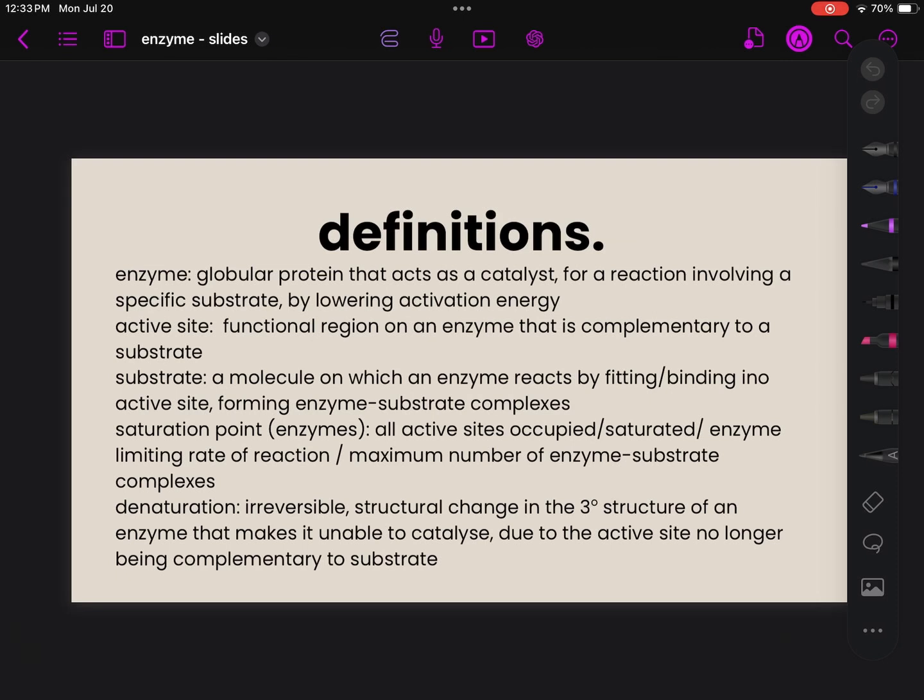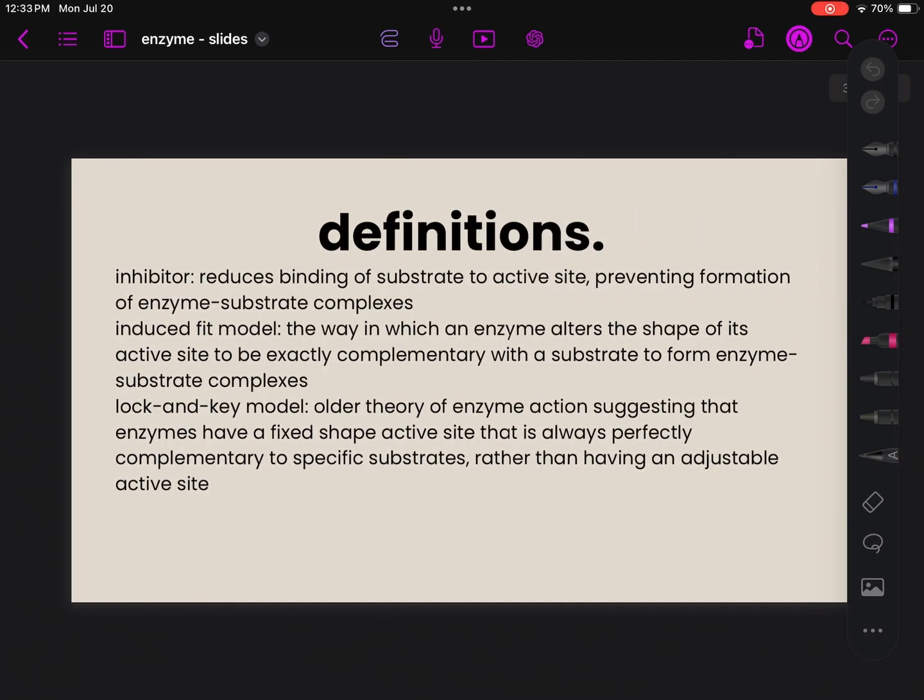Denaturation is the irreversible structural change in the tertiary structure of an enzyme that makes it unable to catalyze, due to the active site no longer being complementary to the substrate. Onto some more definitions. An inhibitor reduces the binding of a substrate to an active site, preventing the formation of enzyme-substrate complexes. The induced fit model is the way in which an enzyme alters the shape of its active site to be exactly complementary with the substrate to form enzyme-substrate complexes.